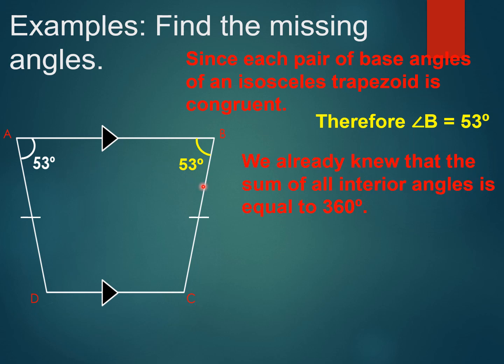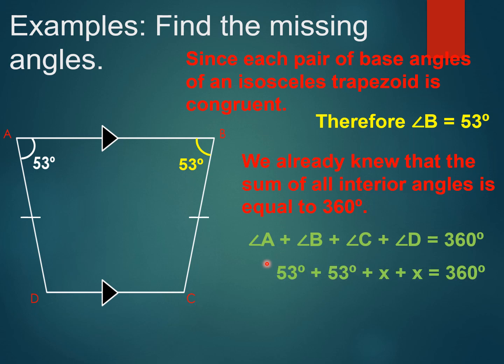We already know that the sum of all the interior angles is equal to 360 degrees. So we can substitute into our formula, which is angle A plus angle B plus angle C plus angle D is equal to 360 degrees. We have two known terms now, angle A and angle B. So we're just going to substitute those terms in the formula. So we can have 53 degrees plus 53 degrees.